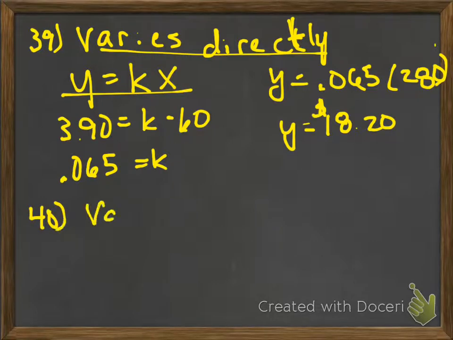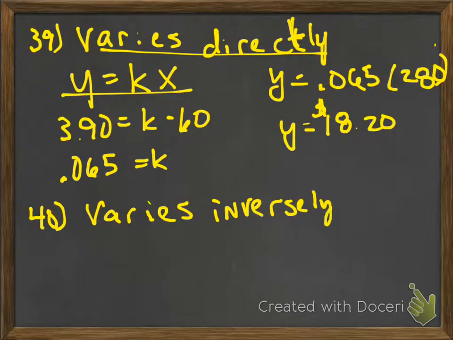Number 40, varies inversely. Every time you see varies inversely, it's y equals k divided by x, or k is equal to y times x. So I put in there, and again, the first thing they mention is frequency. Frequency here was 1200. That's your y. The second thing they mention is wavelength after varies inversely. So I'm looking at that based off the sentence.